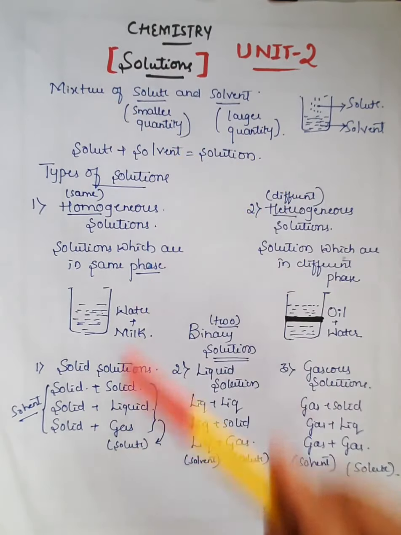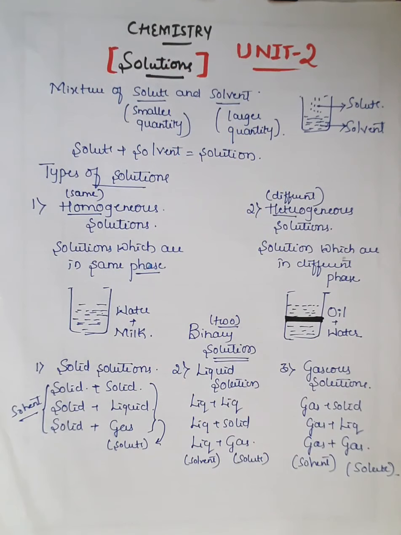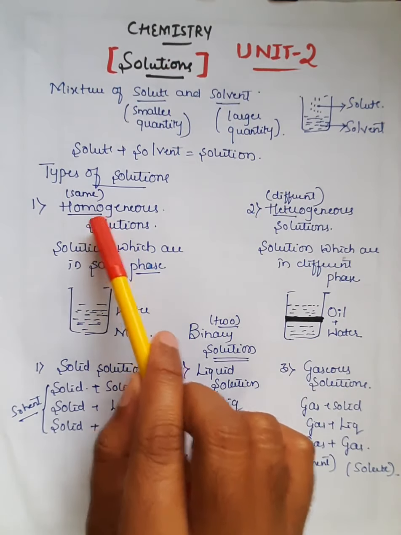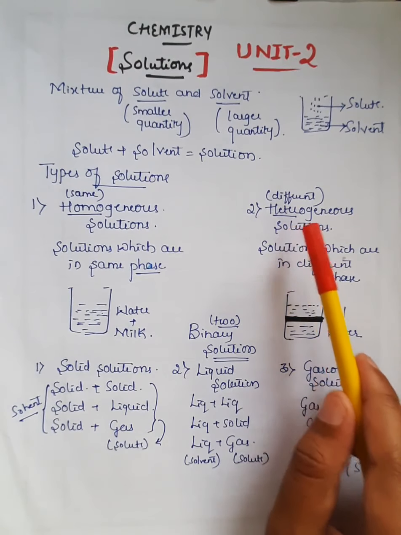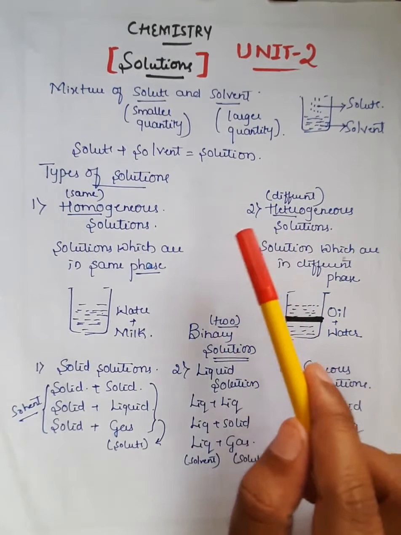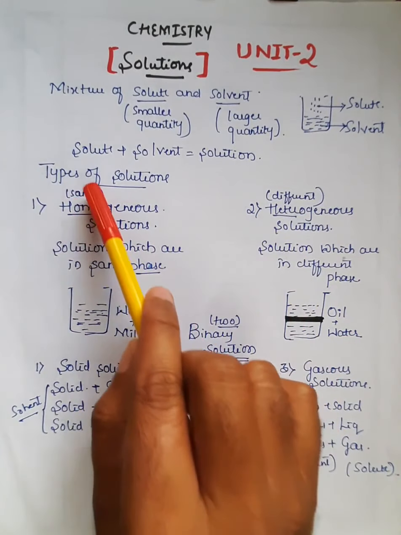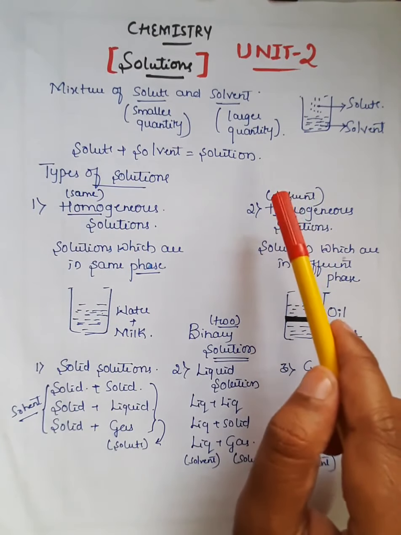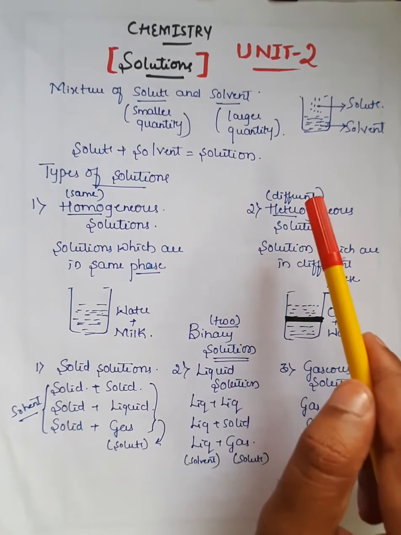Further, what are the different types of solutions? Generally the solutions are of two types. One is homogeneous solution and the second one is heterogeneous solution, right? The word itself says: homo means the same, hetero means different, right?